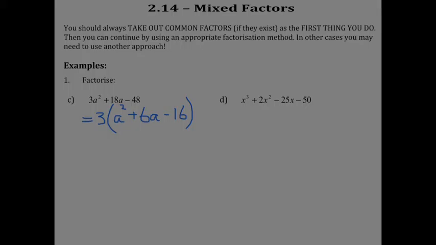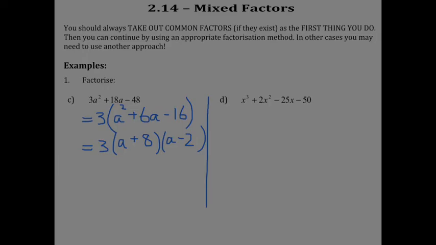So now, when I look at this question, 3 is out the front. Can I factorise this bracket? Yeah, it's just a simple quadratic trinomial to solve. What two numbers times to give -16 and add to give 6? I'm going to go with a +8 and a -2, because they times to give -16 and they add to give 6. So there's our first example on this page done.